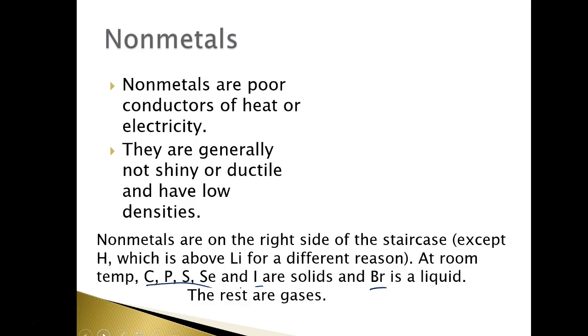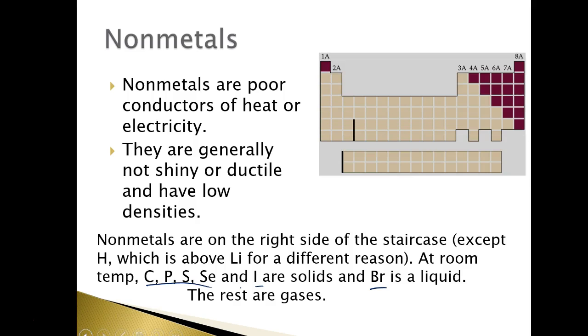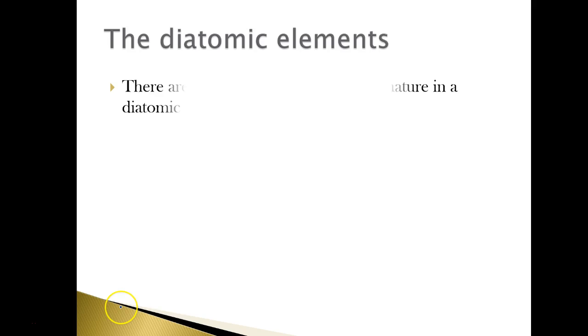Okay, so the entire last column, helium, neon, argon, krypton, xenon, radon, are all gases. Fluorine and chlorine and oxygen and nitrogen are all gases. So they kind of vary a little bit, unlike the metals, which are mostly solids. So these are your nonmetals. And again, remember my staircase, right? It divides them.